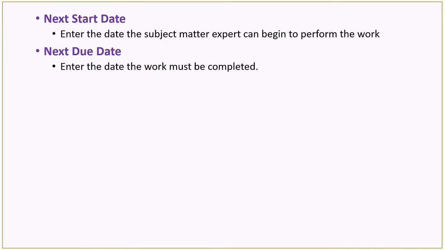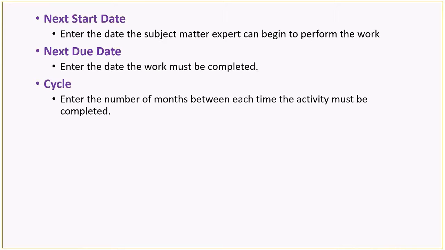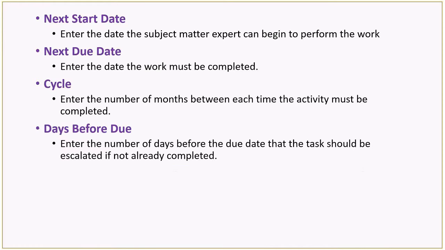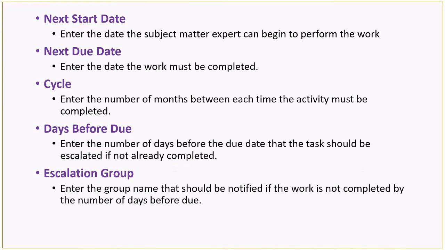Next due date. Enter the date that the work must be completed by. Cycle. Enter the number of months between each time the activity must be completed. Days before due. Enter the number of days the task should be escalated if not already completed. Escalation group. Enter the group name that should be notified if the work is not completed by the number of days before due.